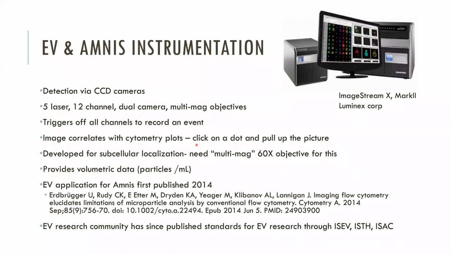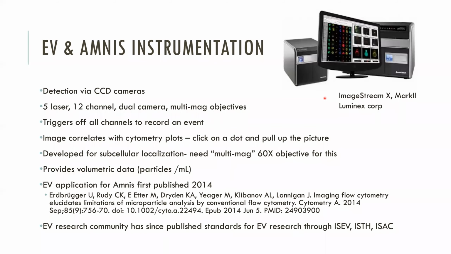The AMNIS triggers off any of the channels. So it can trigger off the bright field, the side scatter, and the fluorescence. Anytime it sees a signal in that, it will record an event. The image that you see on the instrument, and you can hopefully see that on the screen here, is actually correlated with the dots that you see in the plots in the standard cytometry data. That means that if you click on a dot, you can see the image for that particle.